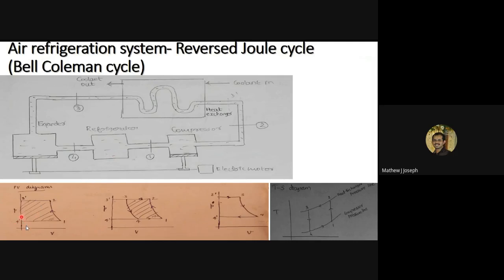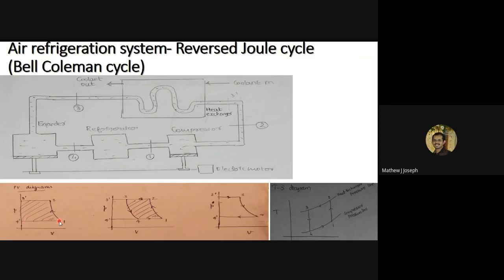Okay, 4 dash is nothing but some imaginary point occurring between the exit of the refrigerator and the entry of the compressor. Somewhere in this line, we are considering an imaginary point, that is 4 dash. So from 4 dash to 1, the suction stroke is happening. During this suction stroke, 4 dash to 1, air from the refrigerator is drawn into the compressor cylinder.